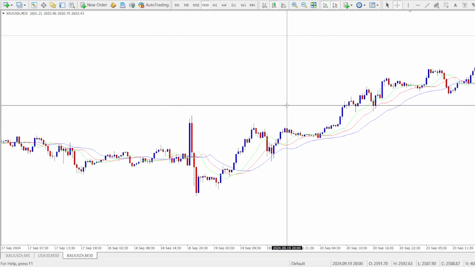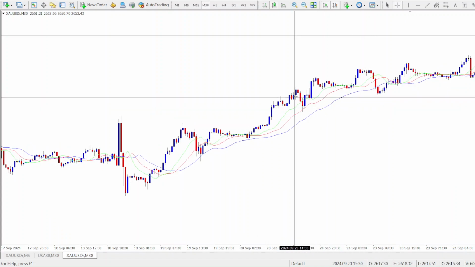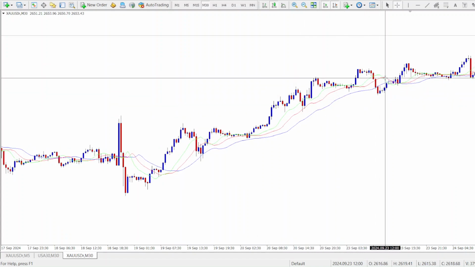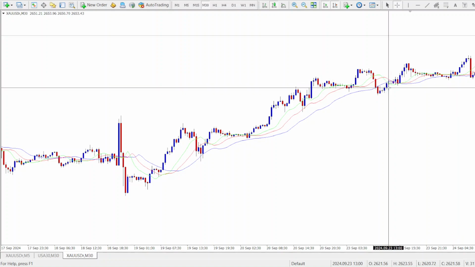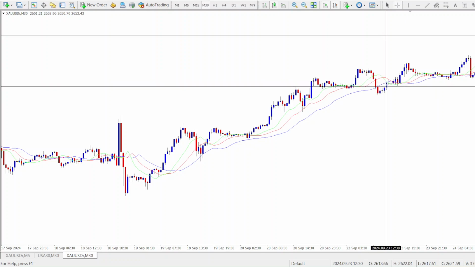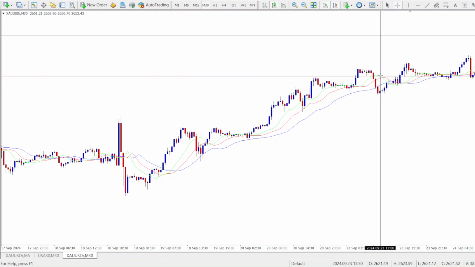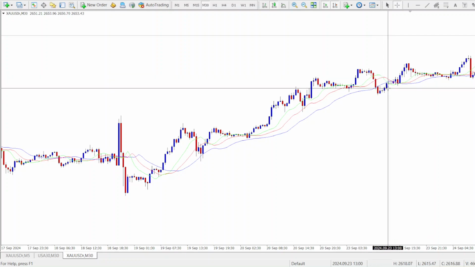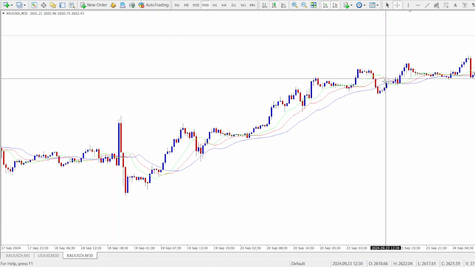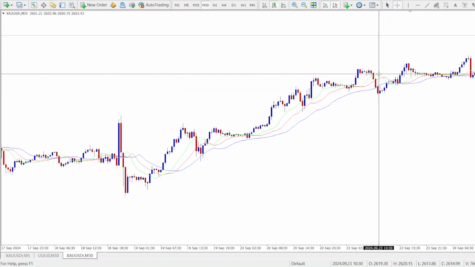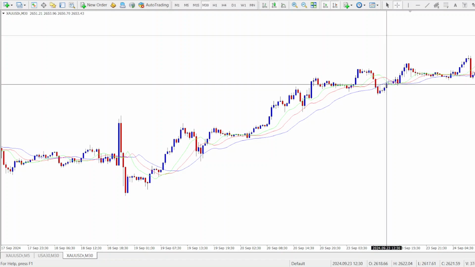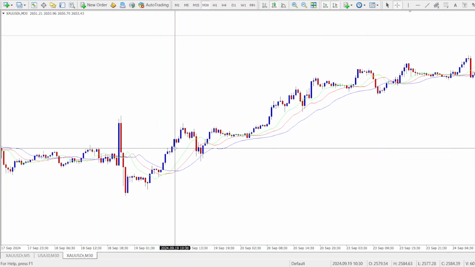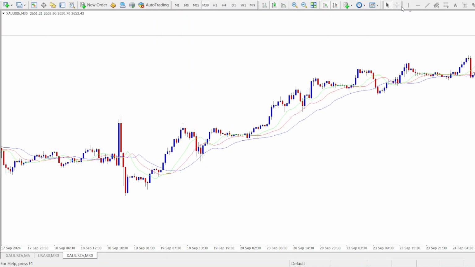However, an exit signal can be when you see the lips cross below the teeth and the jaw. That is the opposite of the buy signal. When you see an opposing signal to the buy signal, it could be an indication to exit your buy trade, and we would have exited our buy trade somewhere around here after the lips crossed below the teeth and the jaw. So if we had entered a buy trade somewhere here and exited somewhere here, we would have caught about 470 pips. Okay, that's going to be a good catch.